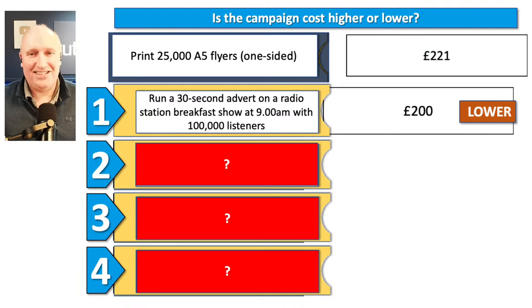let's have a look. It's actually lower. Radio advertising can be a very cost-effective way of reaching large numbers of people, presuming that they're listening to it. As a rough rule of thumb, and it does vary by station, roughly it's £2 per 1,000 listeners per advert. So in that case, 100,000 listeners, that's 100 times £2, £200. So for just running one 30-second advert, if you missed it, you missed it.